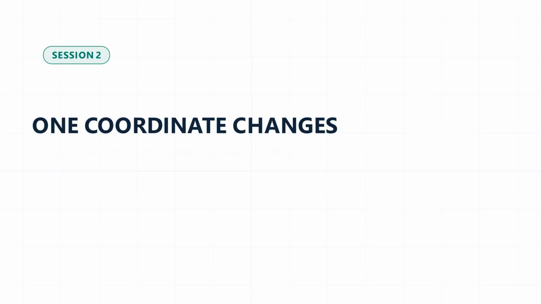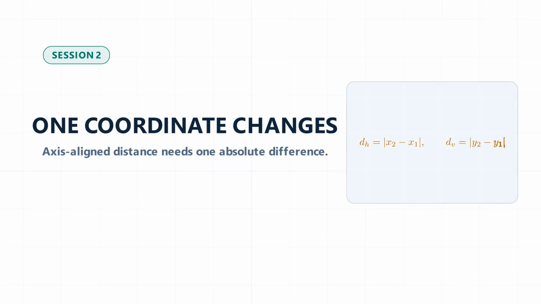Welcome to Session 2, Horizontal and Vertical Distance. When 2 points share one coordinate, you do not need the full distance formula. You can read the segment as a one-dimensional change. Today, you will recognize horizontal and vertical segments, use absolute differences, avoid the grid line counting trap, and connect these distances to the sides of geometric figures.